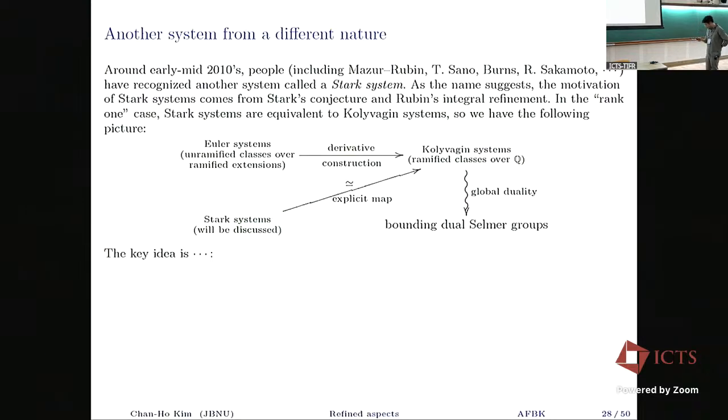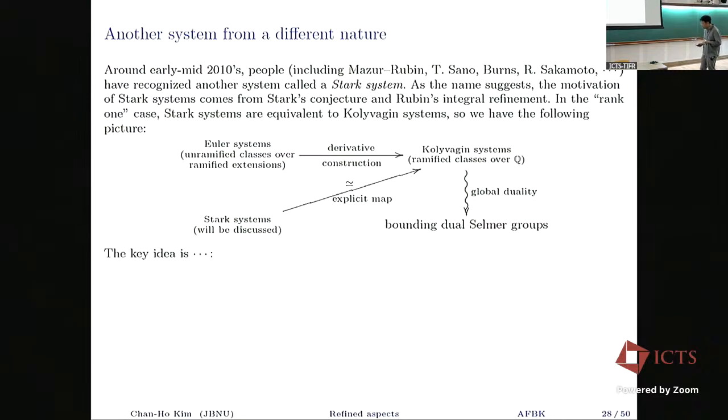Around the year 2010, people including Karl Rubin, Takamichi Sano, David Burns, and Hirotaro Sakamoto recognized another system called the Stark system. As the name suggests, the motivation comes from the Stark conjecture and Rubin's integral refinement, not basically related to the adjoint business. In the rank 1 case, the Stark system is basically isomorphic to the Kolyvagin system. There is an explicit map.